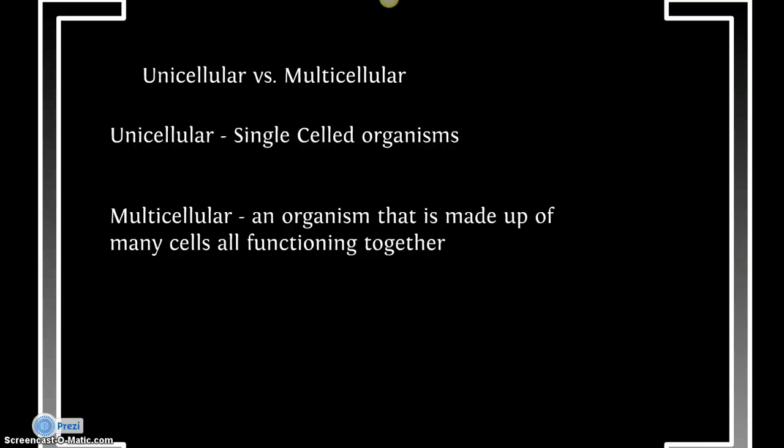Characteristic 1 with organization and cells also leads us to 2 terms, unicellular versus multicellular. Unicellular organisms are single-celled, and some examples are bacteria. Multicellular are organisms that are made up of many cells, all functioning together, so many cells.